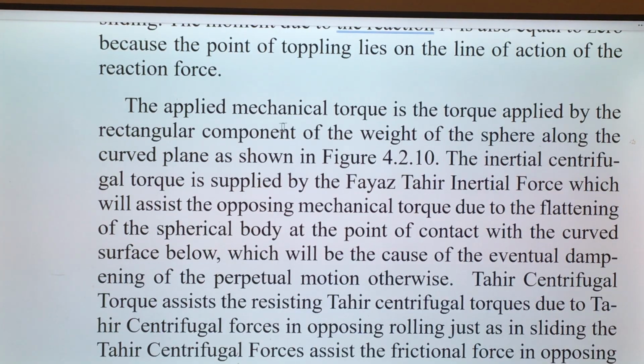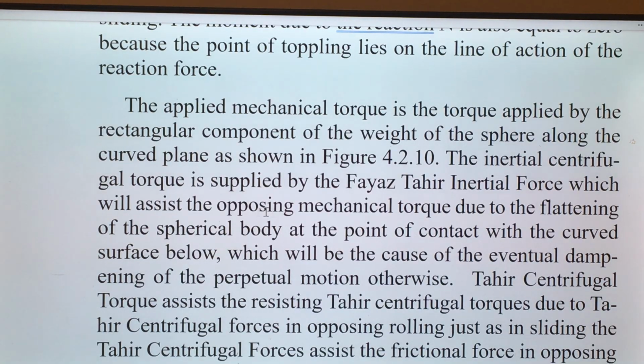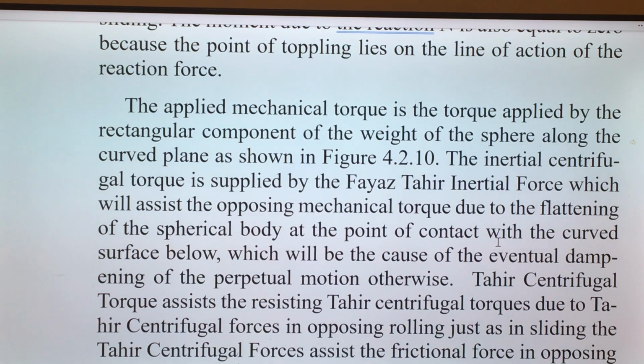The applied mechanical torque is the torque applied by the rectangular component of the weight of the sphere. So the only torque that causes motion is due to mg sine theta, mg sine beta, as I previously told you. The inertial centrifugal torque is supplied by the Fayaz-Tahir inertial force, which will assist the opposing mechanical torque due to the flattening of the spherical body at the point of contact with the curved surface below, which will be the cause of the eventual damping of the perpetual motion otherwise.